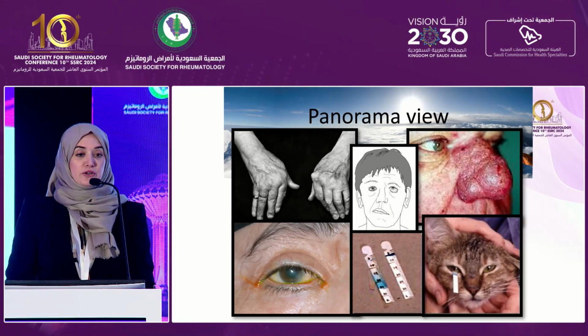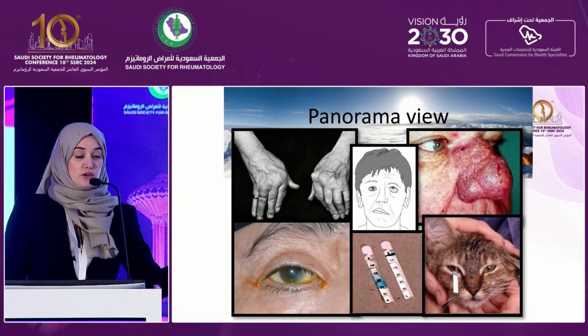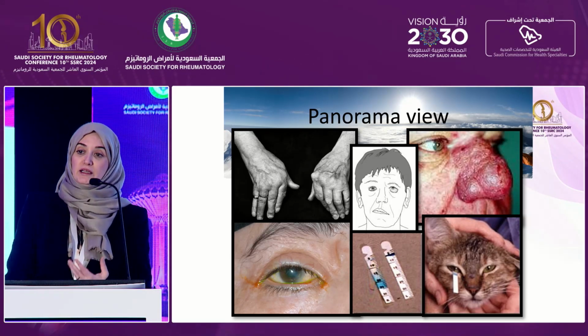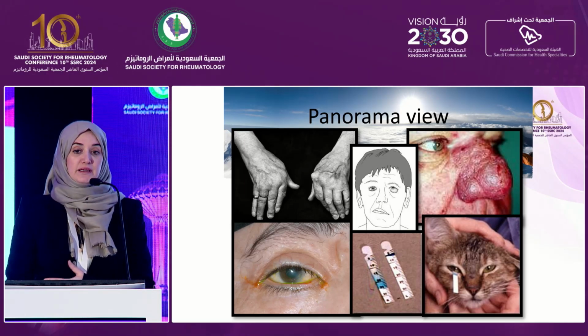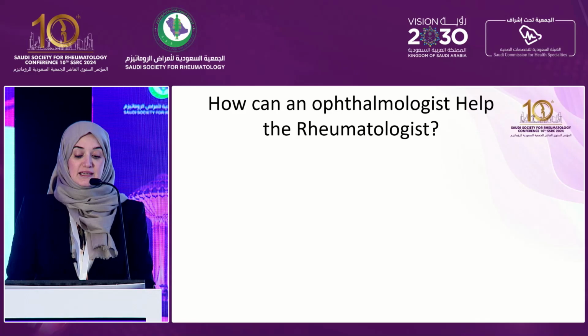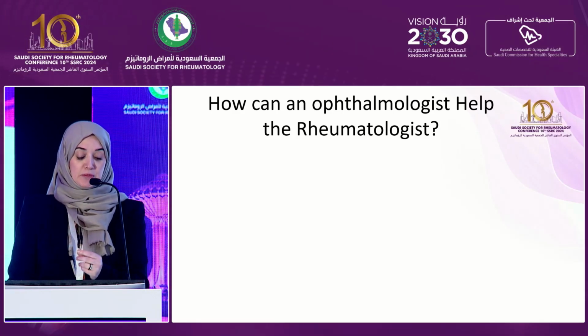And I'm pretty sure you all have had a visit to the ophthalmology where you were told, well, you probably have dry eyes. This is a very broad name that can be applied, and it's a big umbrella that has too many faults. So how can an ophthalmologist help a rheumatologist?